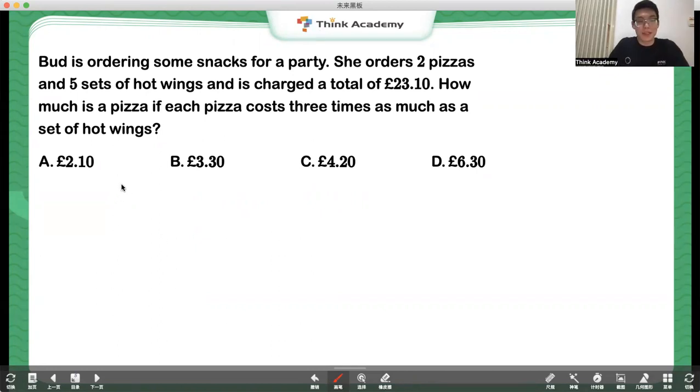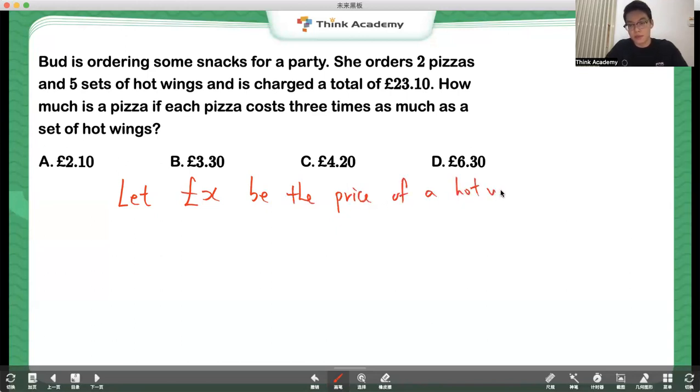All right. So we just need to let x pounds be the price of a hot wing. And we know that pizza costs 3 times as much as that, so it's going to be 3x pounds, the price of a pizza. Okay.